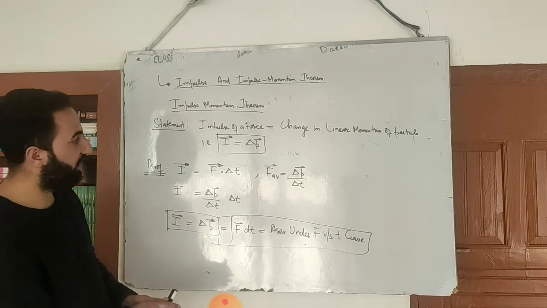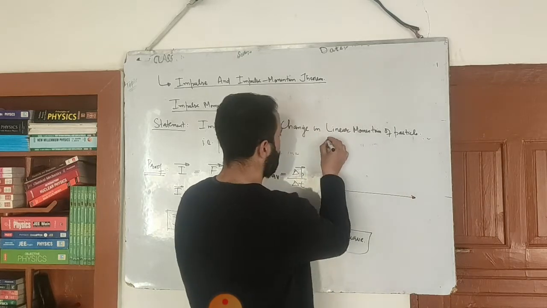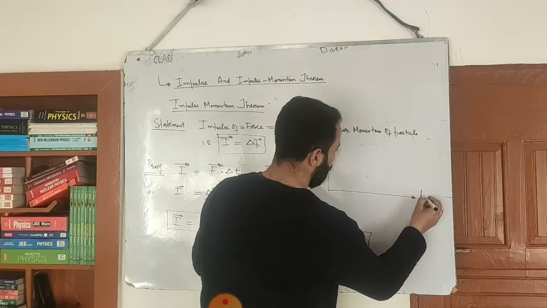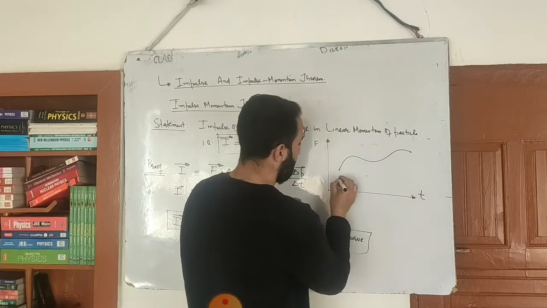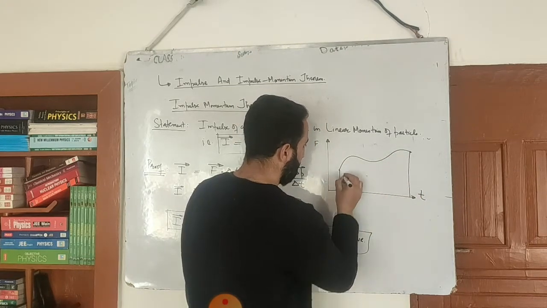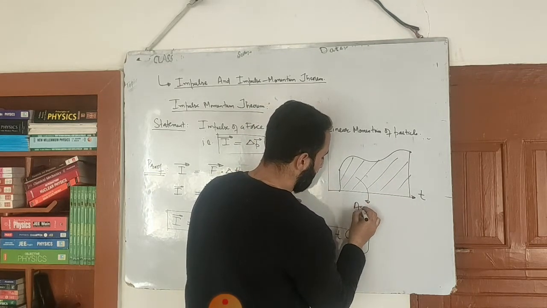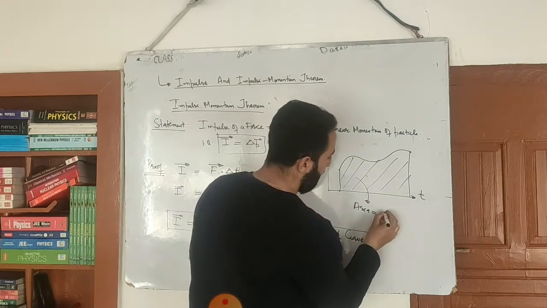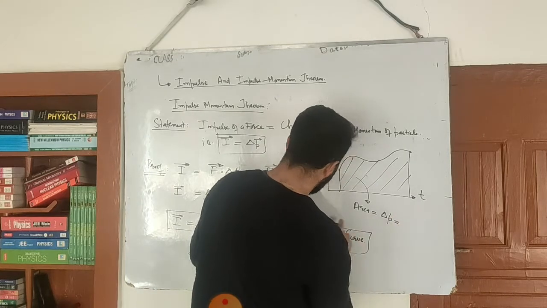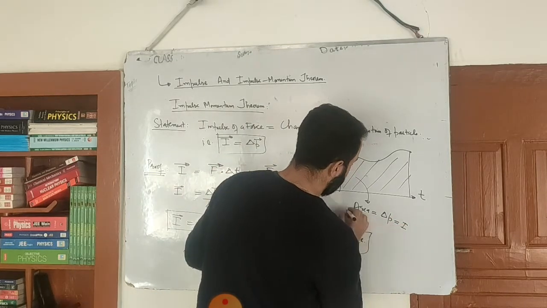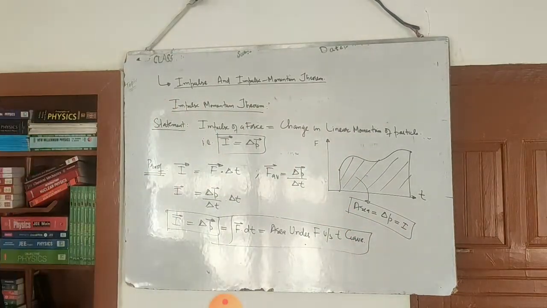Okay? Now pay attention. In general, suppose this is a force versus time curve, anything like this. Now we calculate the area under this. The area under the force versus time curve is equal to delta P, the change in linear momentum, and that is also equal to the impulse. Okay, done?